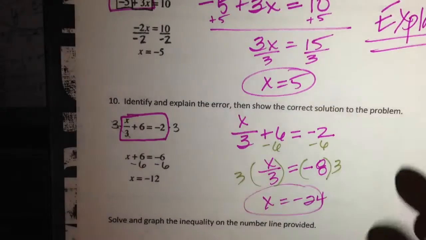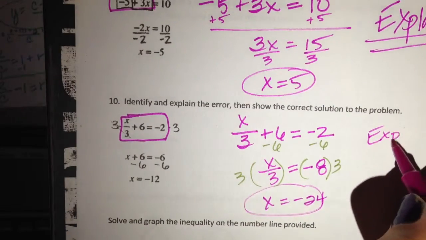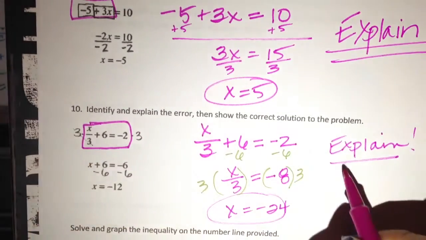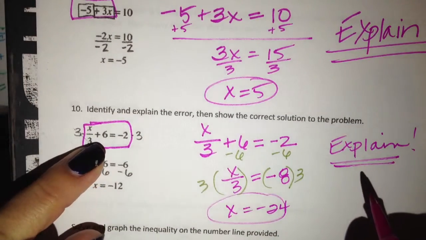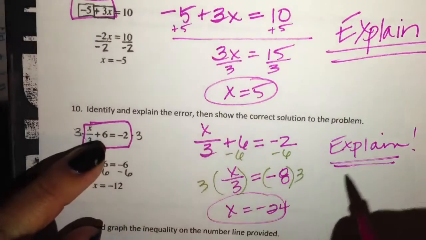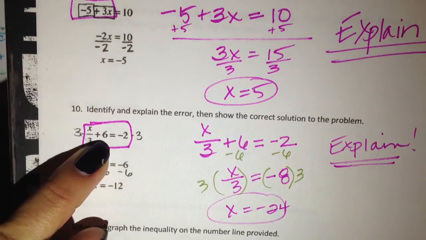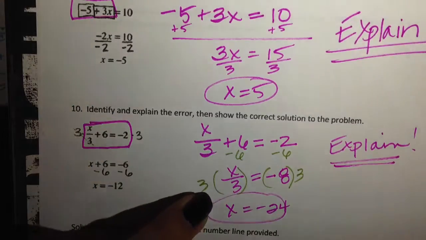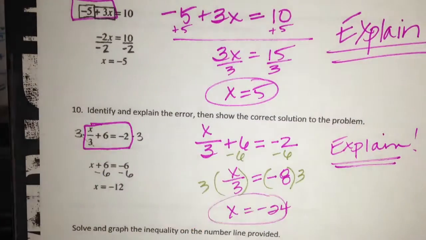Now, again, you need to include an explanation. And in your explanation, you want to say how they undid in the wrong order. Undoing should have started with subtracting 6 to get that out of there, as opposed to multiplying by 3 first. I did multiply by 3, but that was not the proper first step.